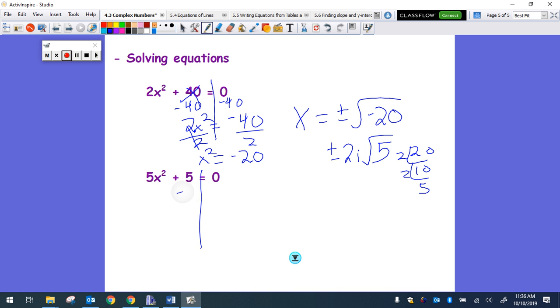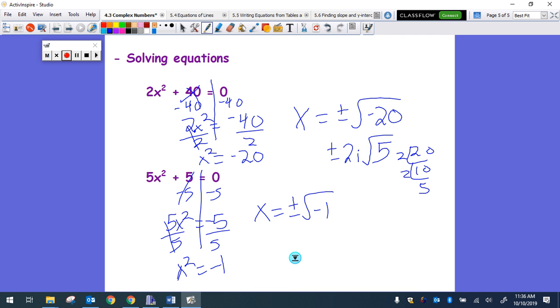Okay, let's do this one. Subtract the 5. So 5x squared equals negative 5. Divide by 5. And x squared equals negative 1. Take the square root, so it will be plus or minus the square root of negative 1. We can take the negative out with an i. So this would be x equals plus or minus i, and then you still have square root of 1. The square root of 1 is just 1. So x is really plus or minus i, 1i.